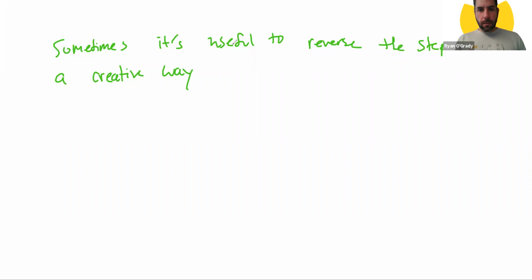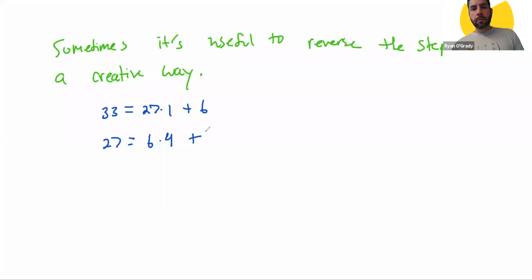So what do I mean by that? Well, here's what I'm going to do. Let's write down the argument again. So what was the argument? Well, we had 33 and 27. So we had 33 equal to 27 times 1 plus 6. And then we had 27 equal to 6 times 4 plus 3. And then we had 6 equal to 3 times 2. So that was the process that we took.